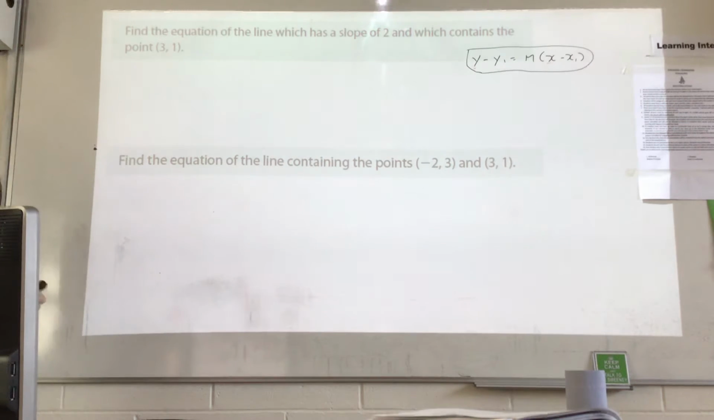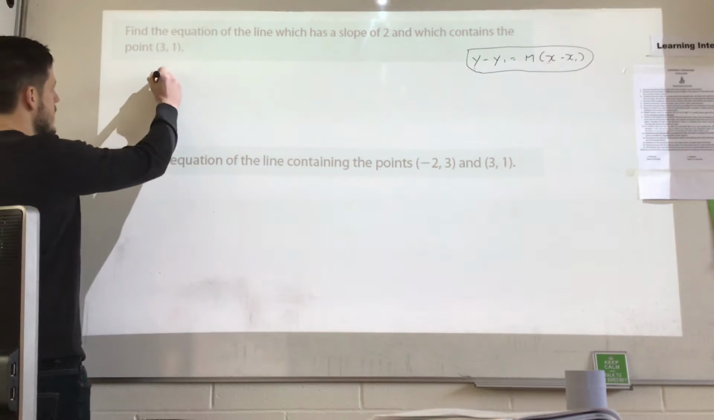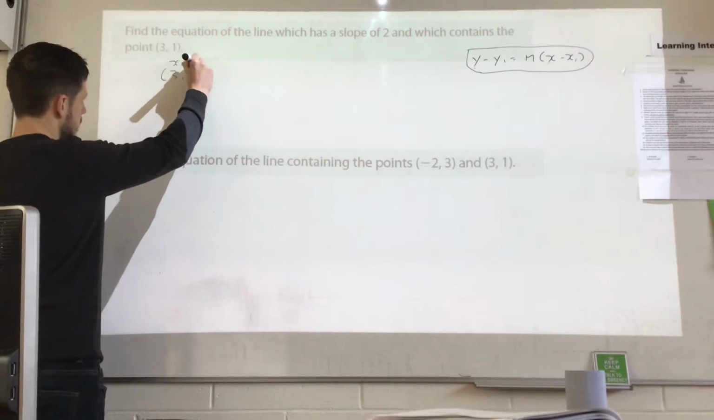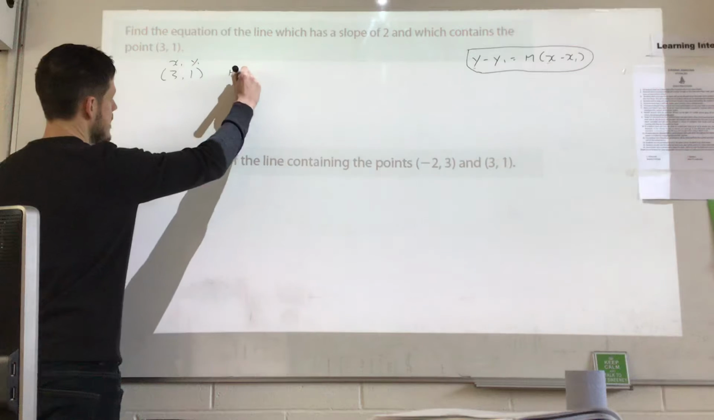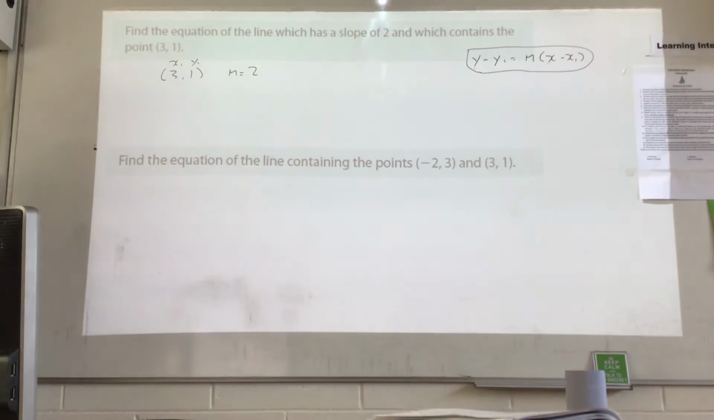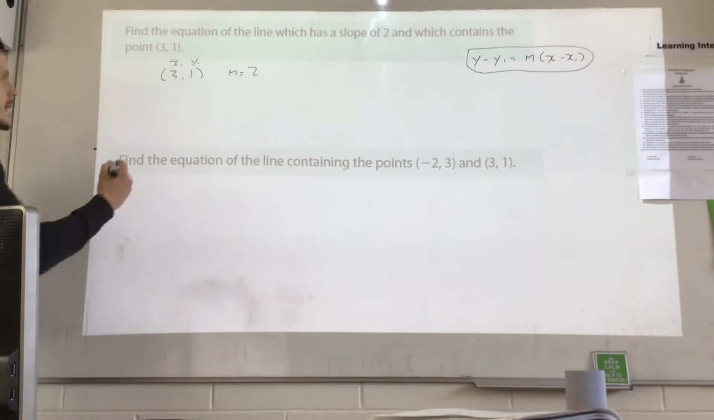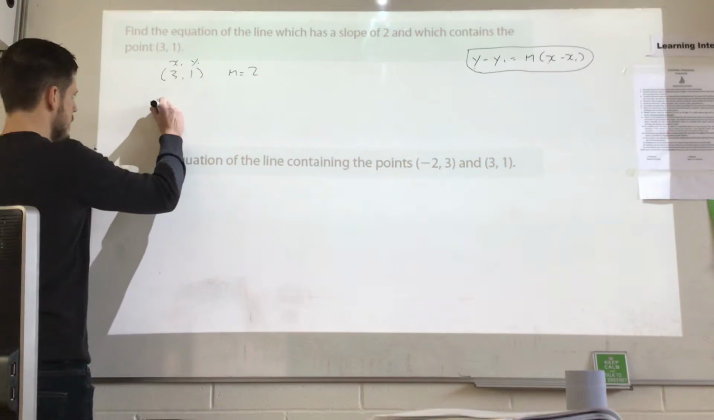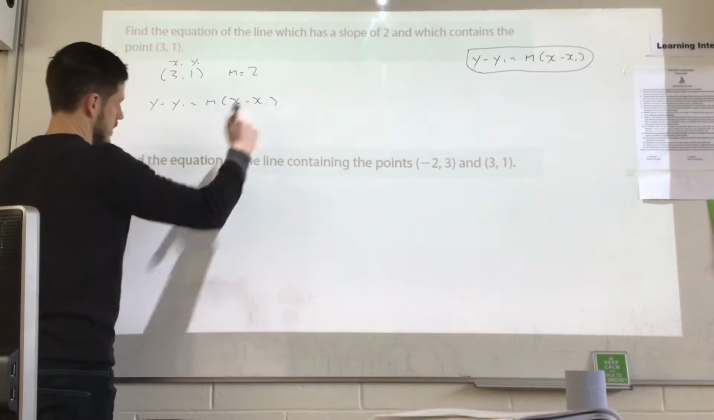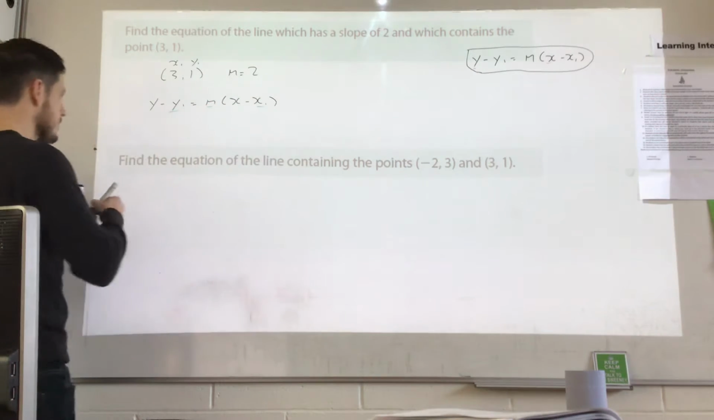So I'm going to write out everything I know. It says, find the equation of a line with a slope of 2, which contains the point 3 and 1. So my point 3 and 1 here, that's my x1, that's my y1. And m is my slope, which is 2. So can I sub these straight in here? Well, yeah, because I have all the pieces of information. So let's write out the formula. The formula is y minus y1 is equal to m on x minus x1. Three things I'm going to sub in for: y1, m, x1.